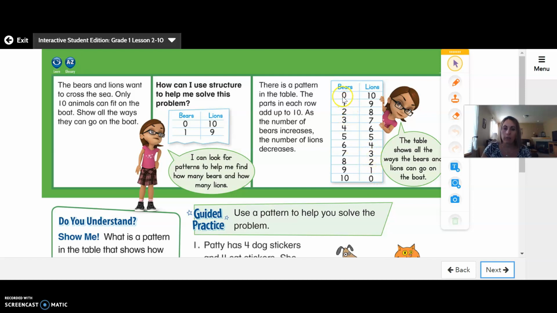If we go across, they all equal 10. 0 plus 10 equals 10. 1 plus 9 equals 10. 2 plus 8 equals 10, and so on.